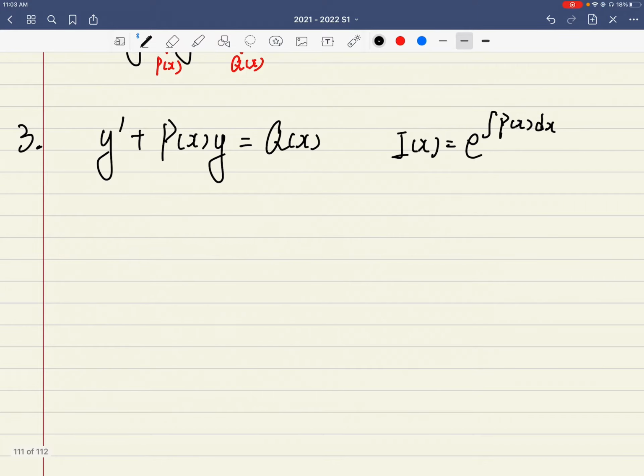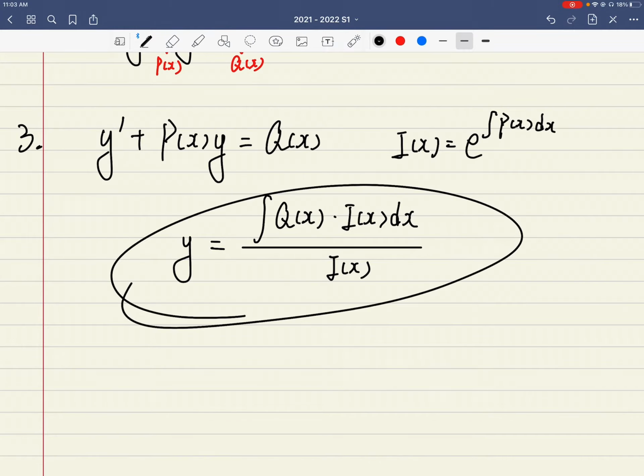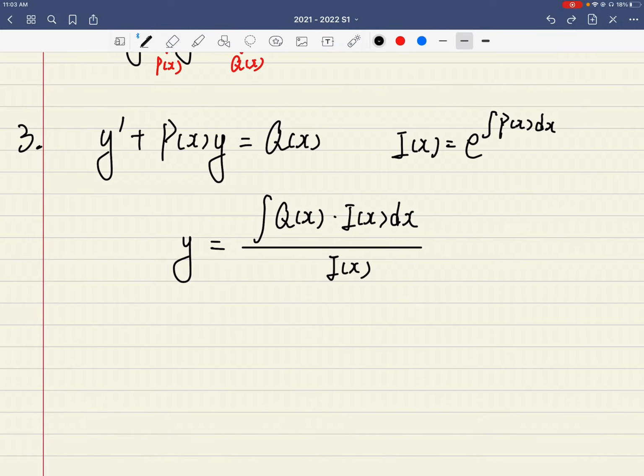After you get this integrating factor, the answer is very, very simple. You can just apply this formula. The answer will be the integration of the right-hand side q(x) times this integrating factor I(x), divided by the integrating factor I(x). That would be the result for y. So if it's a linear ODE, you can apply the formula and immediately get the result.